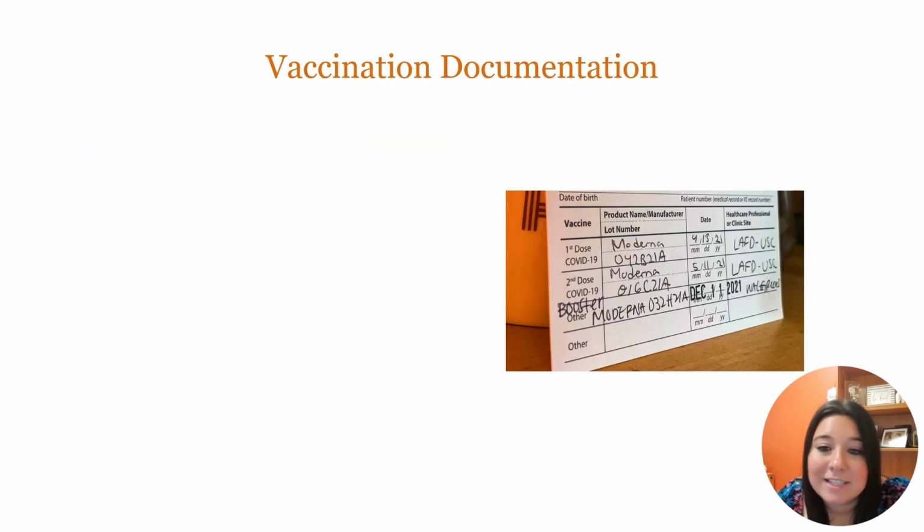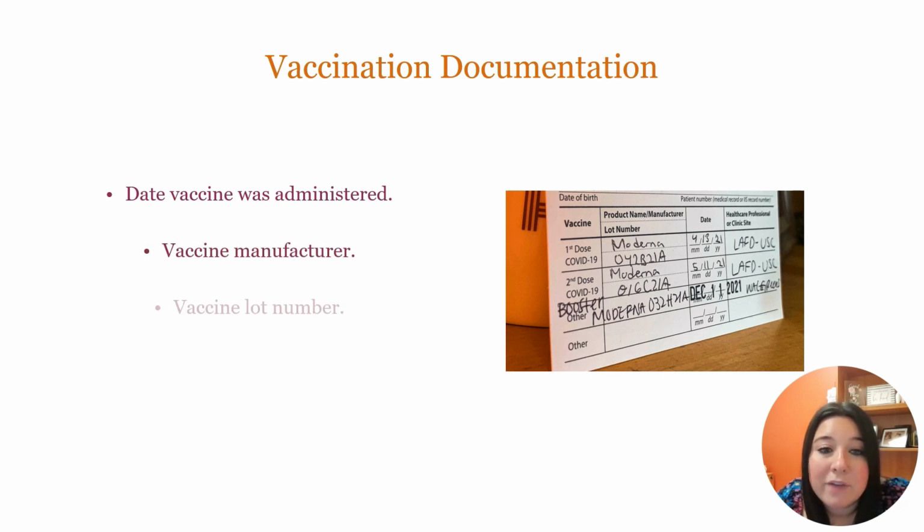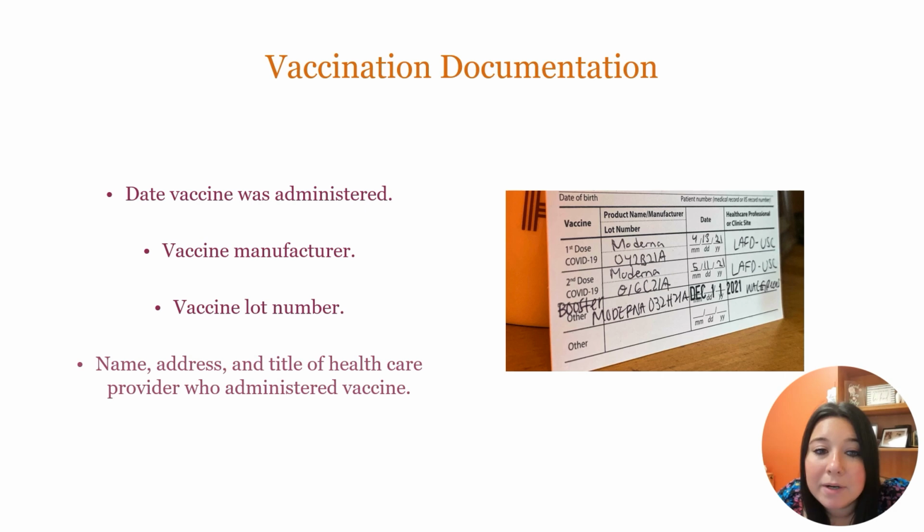Vaccine documentation. So when vaccines are administered, there's a lot of documentation that needs to be kept track of and submitted to the manufacturers of the vaccine so that they know who received them and when. So number one, the date the vaccine was administered, the vaccine manufacturer, the vaccine lot number, and then the name, address, and title of the healthcare provider who actually gave the patient the vaccine.